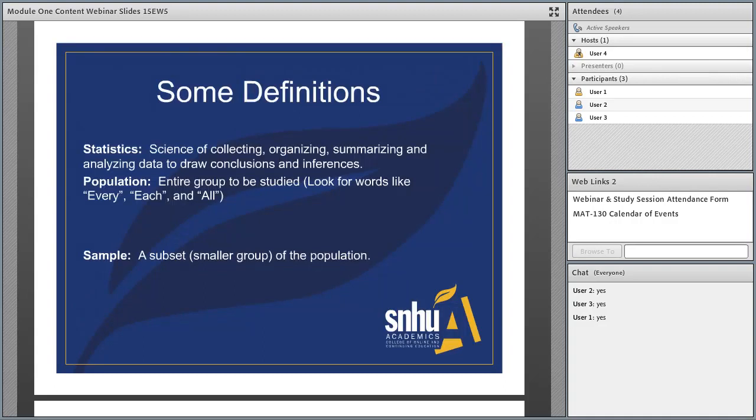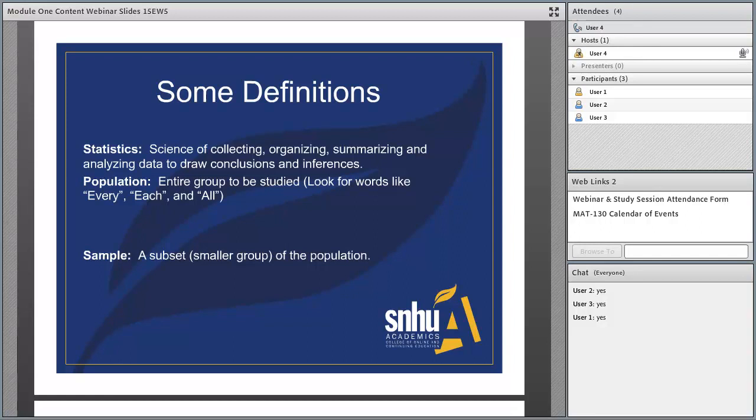textbook. So we're going to start with just a couple of definitions. Statistics is basically anything that has to do with data. We're going to talk about how we collect data. Once you've collected the data, how you organize it, you summarize it, and then how you can analyze that data in order to draw conclusions and inferences. So a lot of stuff having to do with data.